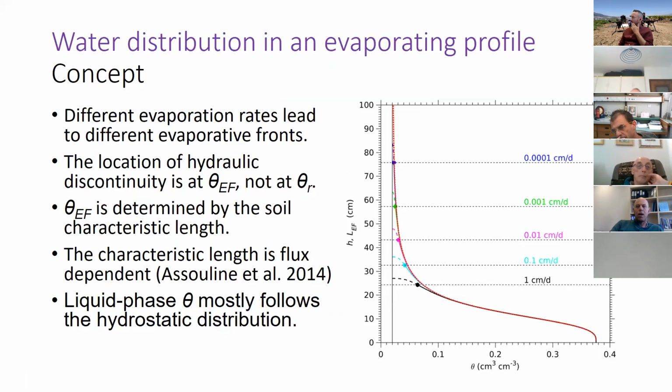And so our concept is that we have some soil properties that define the water distribution, and we can solve for the liquid continuity up to a specific point that is defined by the hydraulic function of the soil. And this location provides us both the water content at this evaporative front and the location of that evaporative front above the water table.